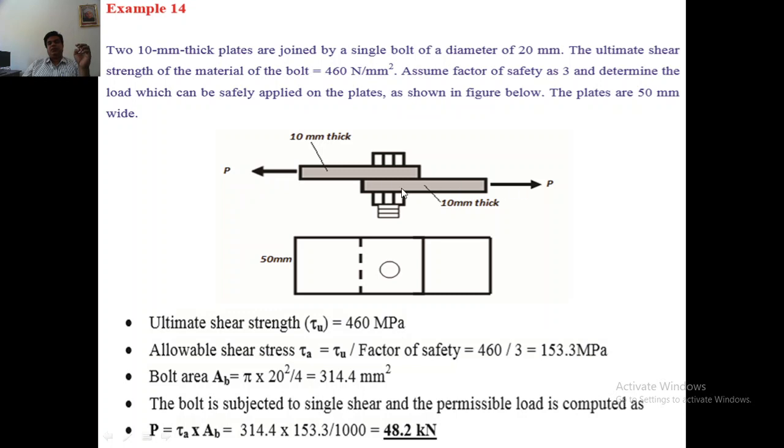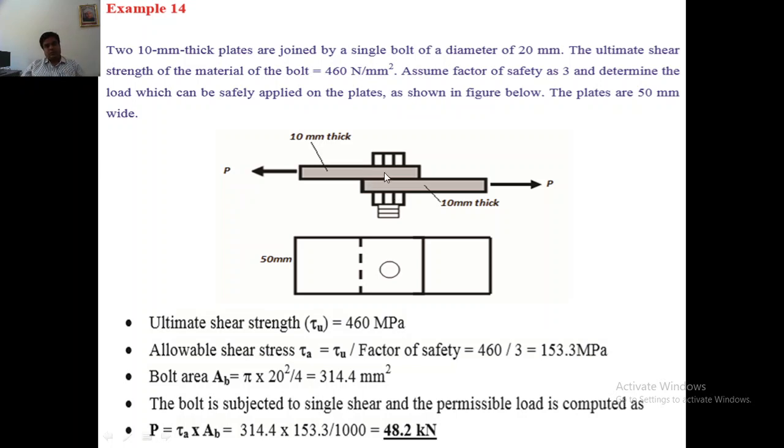This force is the shear force, and this is the cross section of the bolt, and the force is acting parallel to the area. So that is called the shear force. So the force is acting parallel to the cross section of the bolt, right?